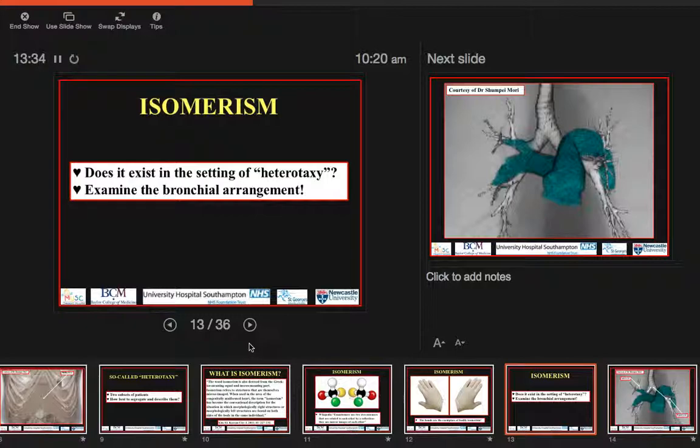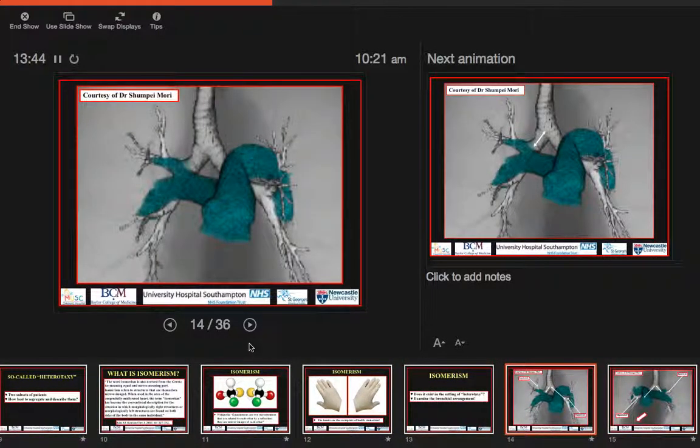So does it exist in the setting of so-called heterotaxy? Well, let's take the easy bit first. Let's look at the bronchial arrangement, and we go back to Dr. Mori's exquisite computed tomograms. So this is a normal patient, and as you see, not only has Dr. Mori reconstructed the bronchial tree and the trachea, he's also reconstructed the branches of the pulmonary trunk.